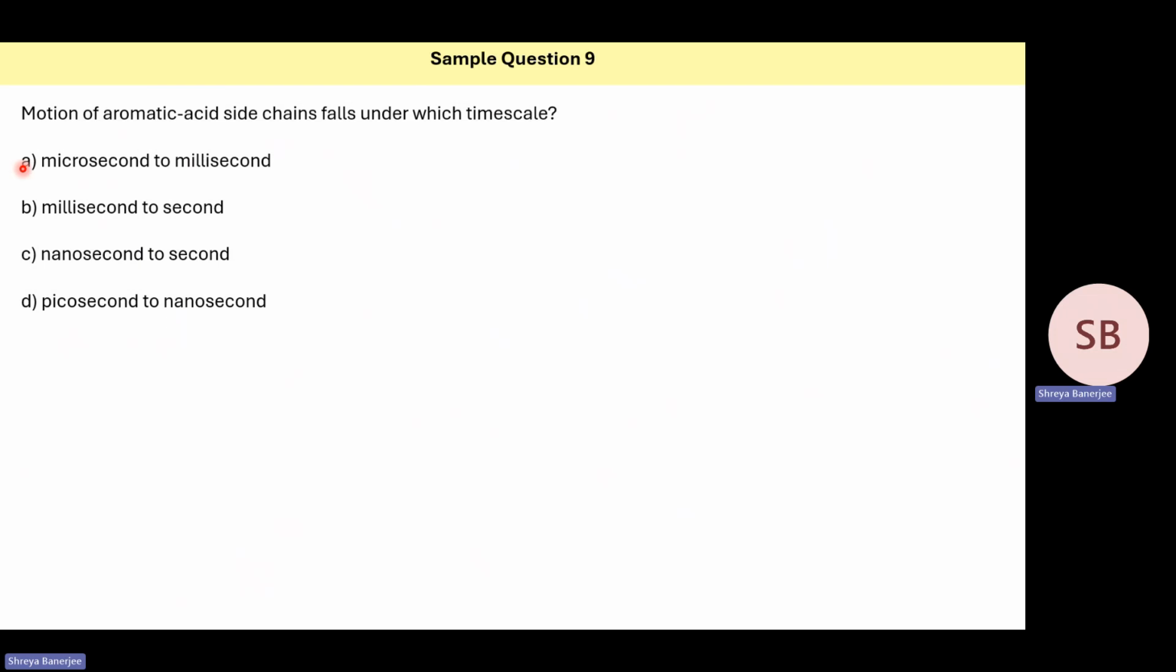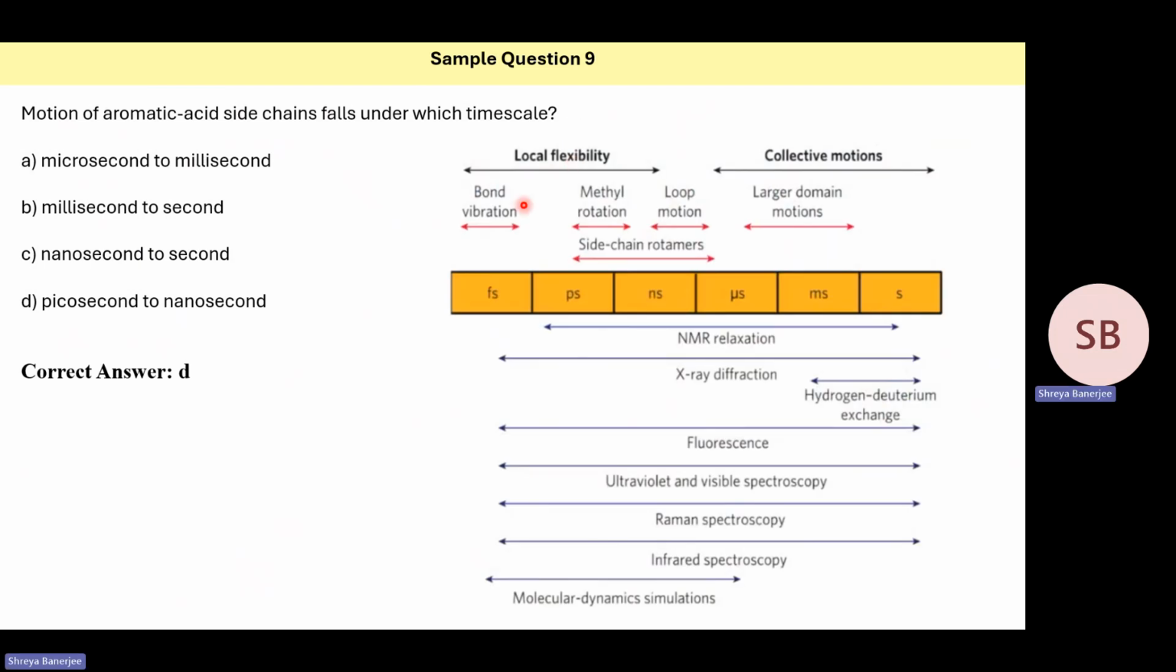The next question asks, motion of aromatic acid side chains fall under which time scale? If we look at the different time scales, bond vibrations are a very short time scale of femtosecond. If we have the rotation of a methyl group or the motion of a loop or a side chain, that is from picosecond to nano or microsecond. And larger motions of whole domains can range from microsecond to second.